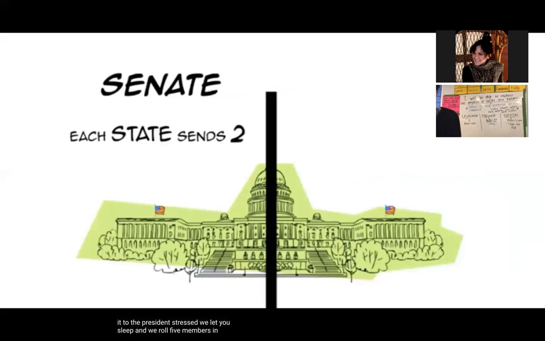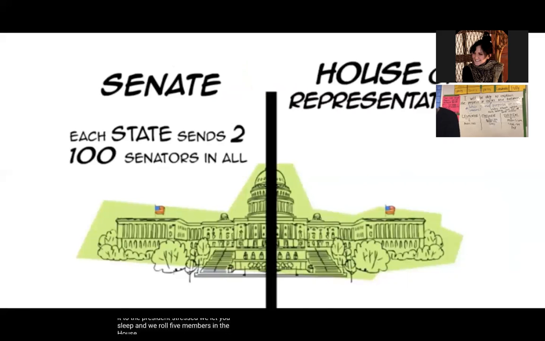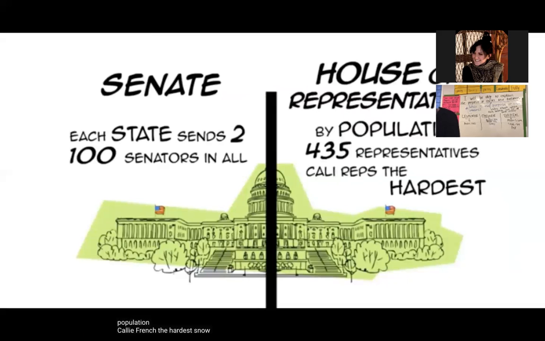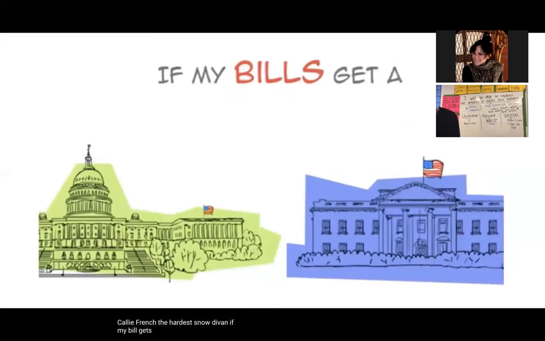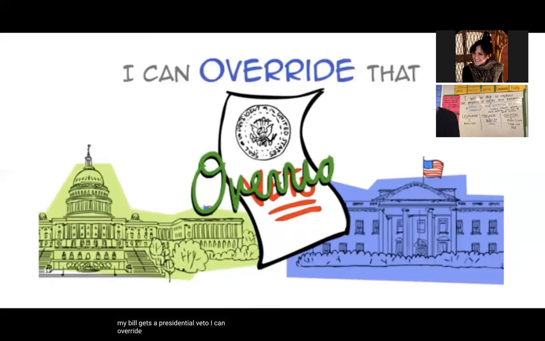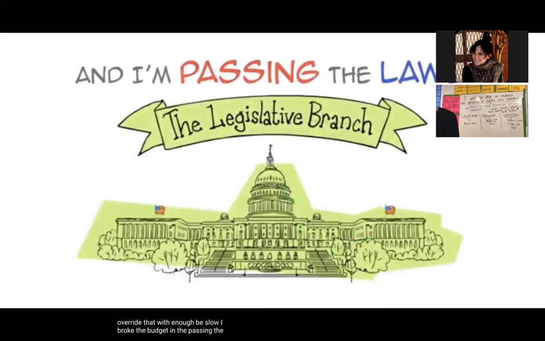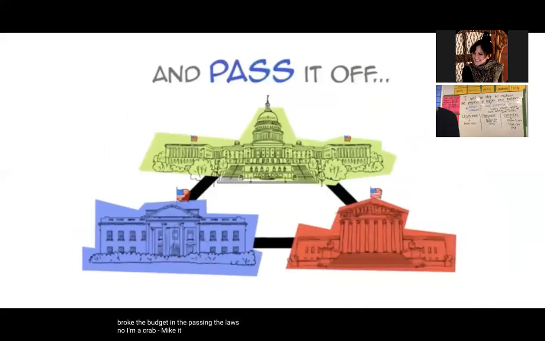Senate, each state sends two senators, a hundred in all. That's how we do. The House of Representatives is by population. Cali reps the hardest, no debating. If my bill gets a presidential veto, I can override that with enough people. I approve the budget and I'm passing the laws.